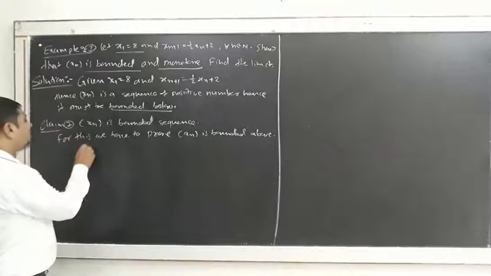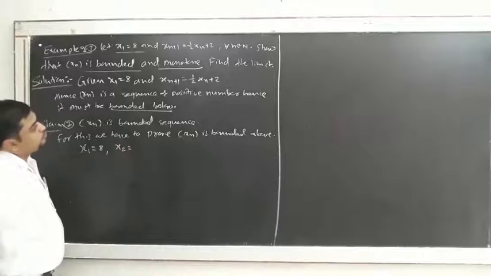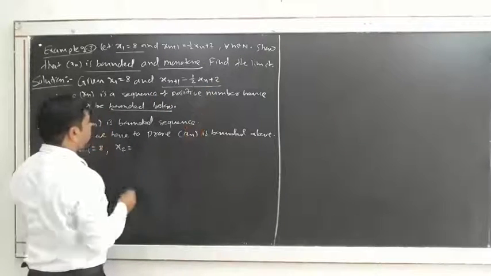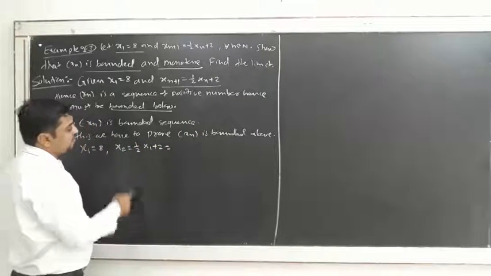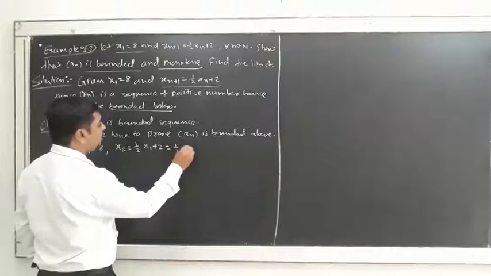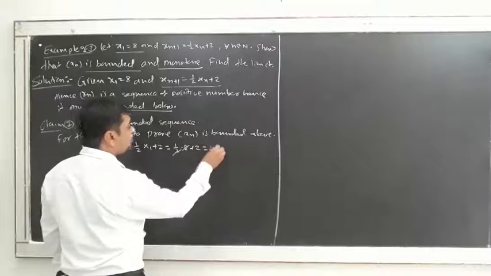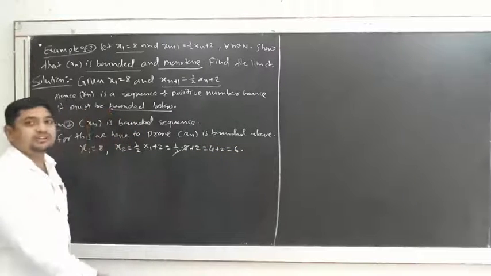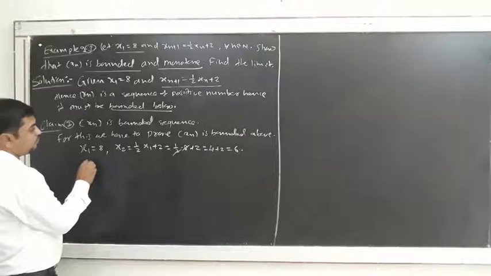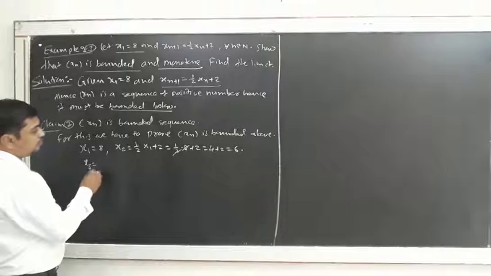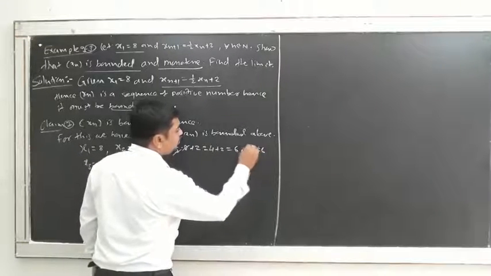So what is given? x1 is equal to 8. So what is x2? We can write this formula for x2. It is equal to 1/2 x1 + 2, which is 1/2 into 8 plus 2. This is 4 plus 2, and it is equal to 6. Therefore x2 is equal to 6.